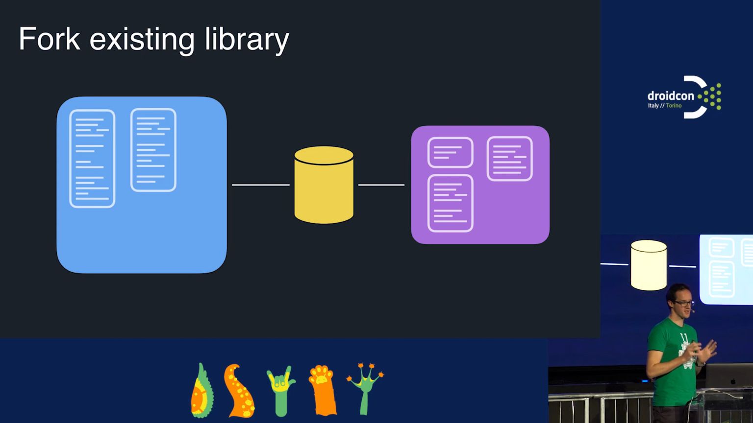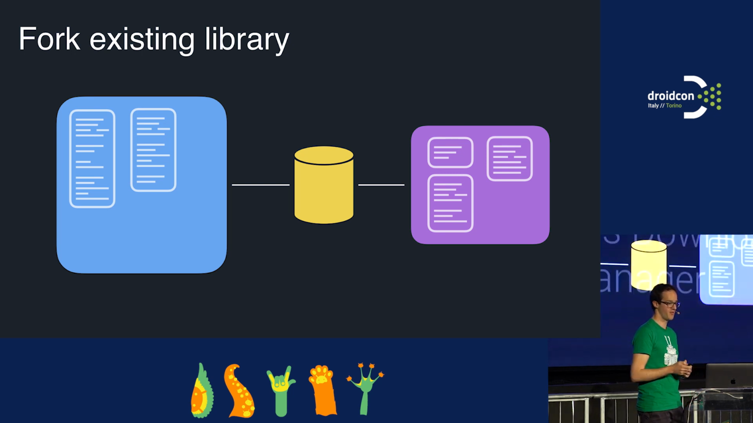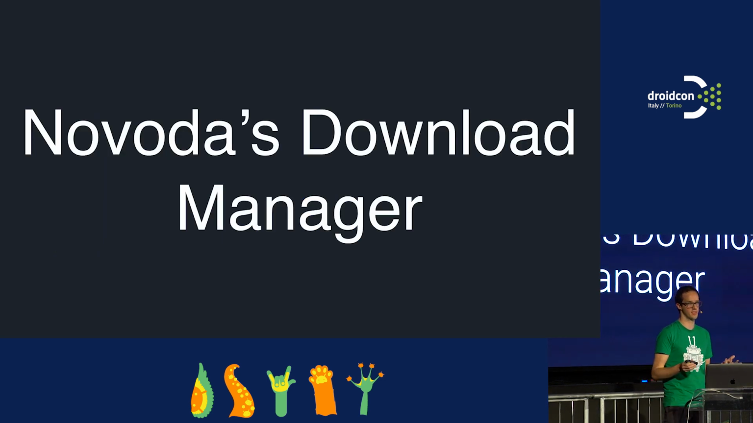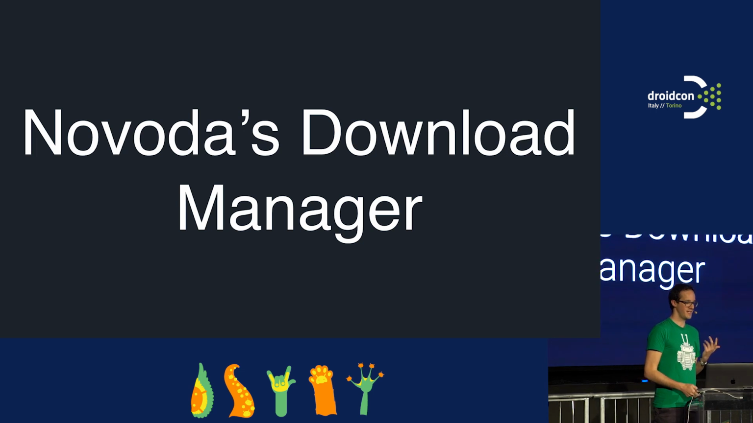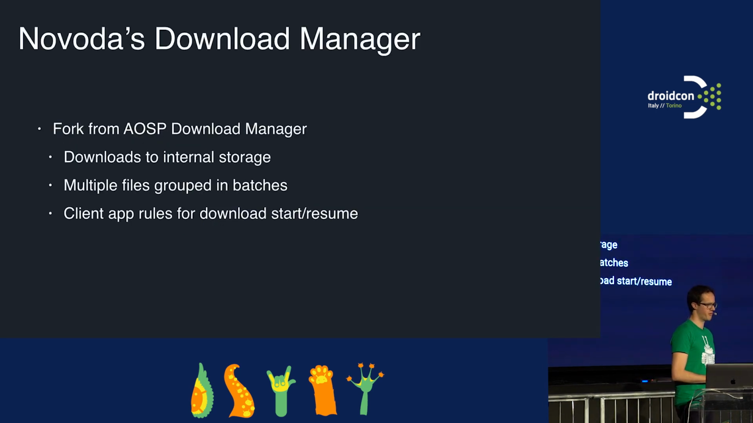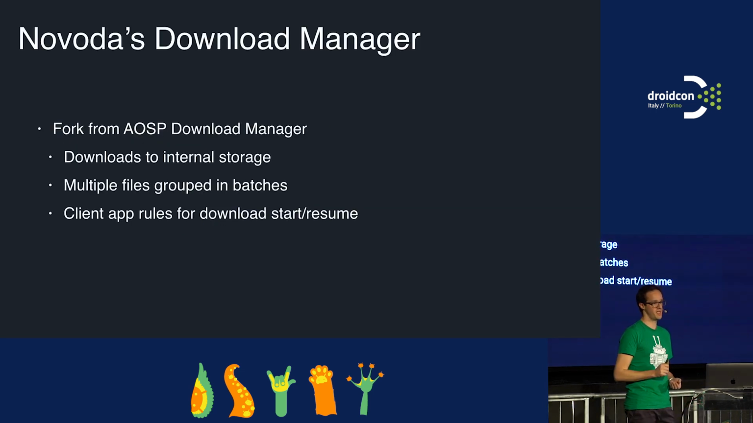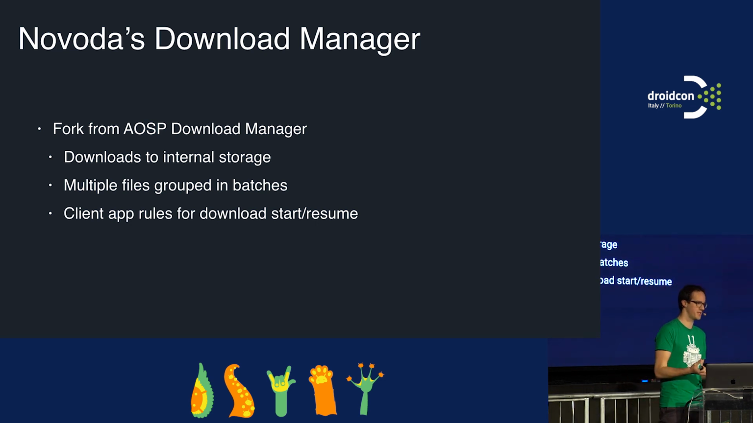Everything that I described so far has happened with one of the libraries that I've been working on at Novoda for the last year or so, which is the Novoda Download Manager. As the name suggests, it's a library that is used to download stuff. It was forked in 2014, I think, from the OSP Download Manager. So we started from something existing, as I just explained, we forked it, and we added some new features because we needed it for a couple of clients' projects.